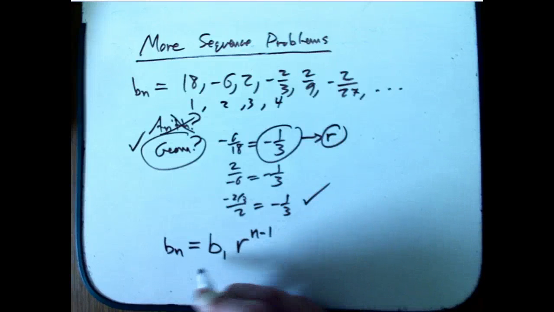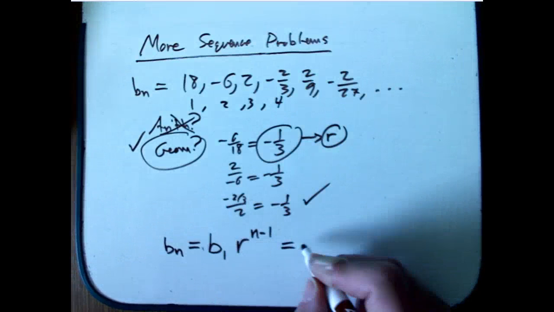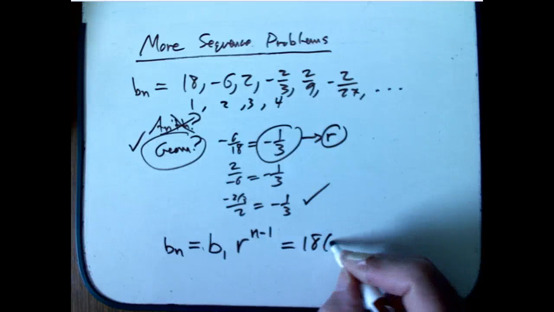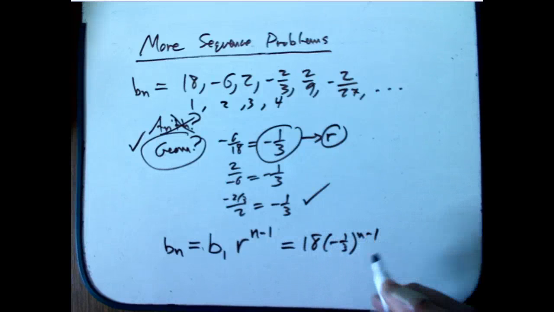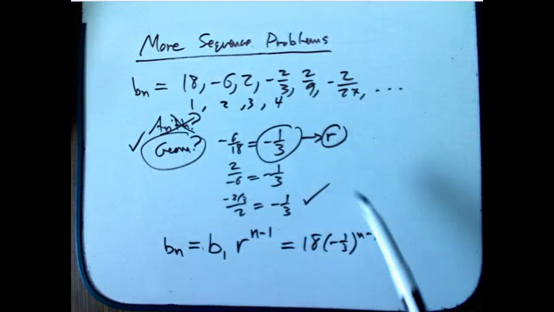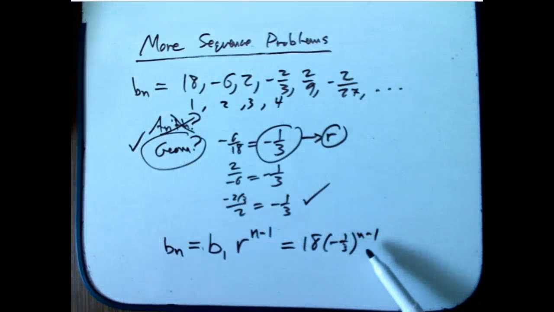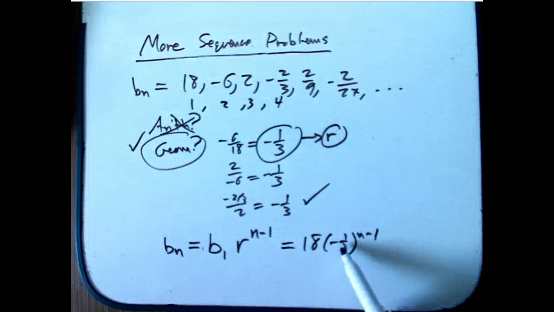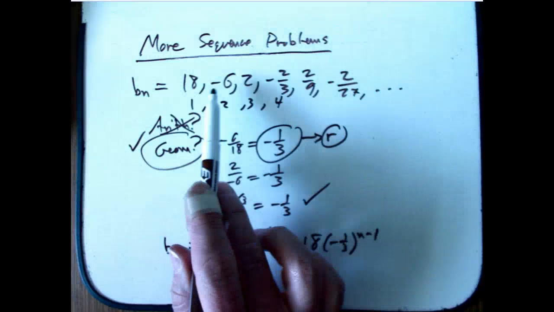Okay, so we're just basically done. b1 is 18, and then times minus 1/3 to the n minus 1. Let's check it. If n equals 1, which we're using as our label for the first term in the sequence, this completely dies, which is the point, and you get 18. If n equals 2, you get minus 1/3 to the 1, and 18 times minus 1/3, that was minus 6.